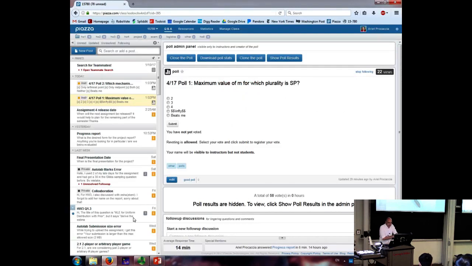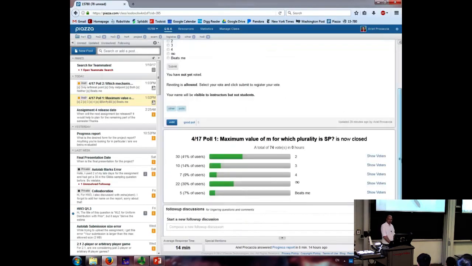More seconds. Okay, interesting. So a plurality of you think that 2 is the right answer, but there's also quite a bit of support for the opposite answer, which is that it's always strategy proof. So 2 is actually the right answer. That's the maximum value. So let's think about it.